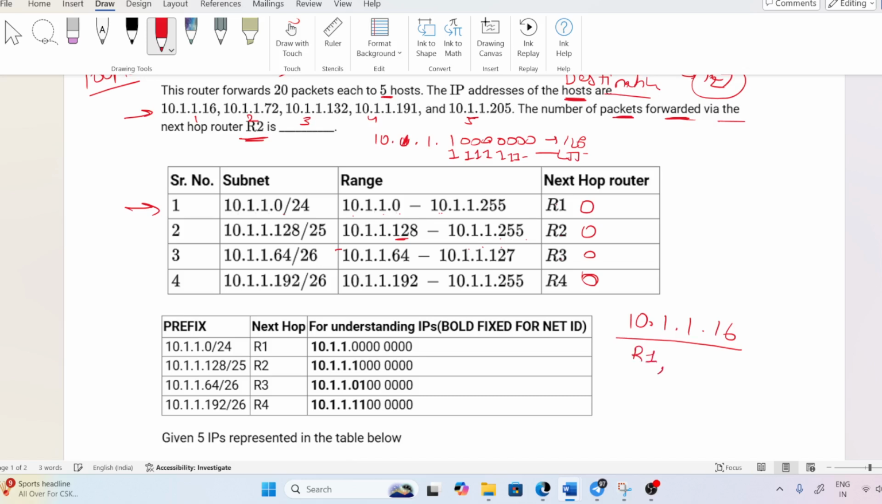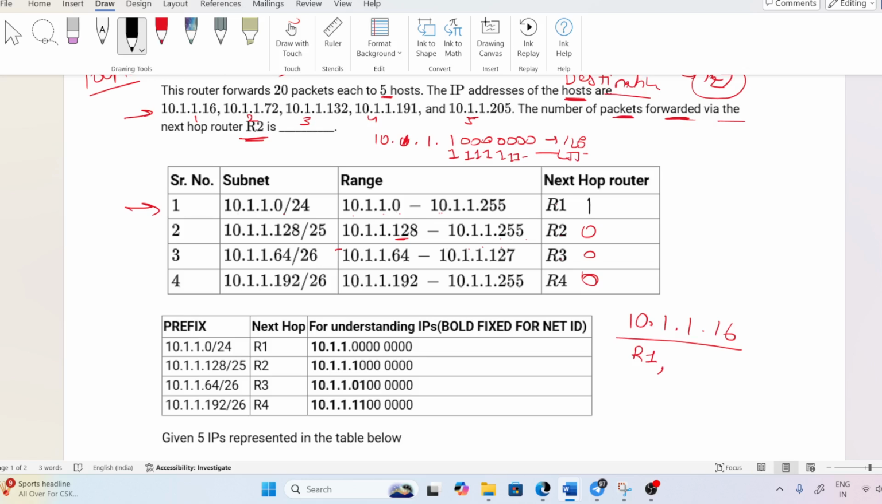Let's check R2. Does it come in R2's range? No, in R2 it is not coming. R3, it is not coming. R4, it is not coming. So this packet is in the range of only R1. So now we are going to update the counter by 1, and the rest stay 0.